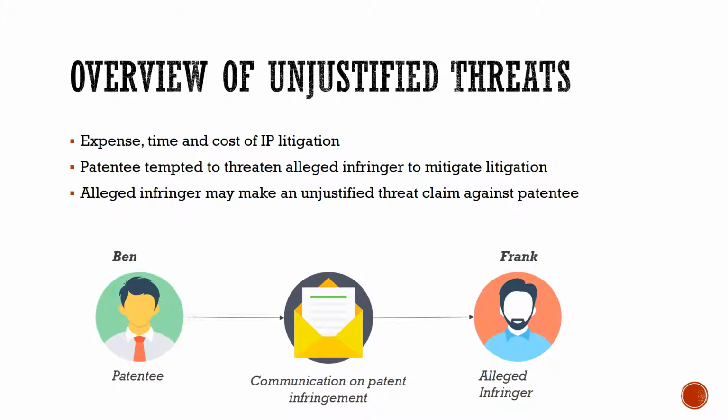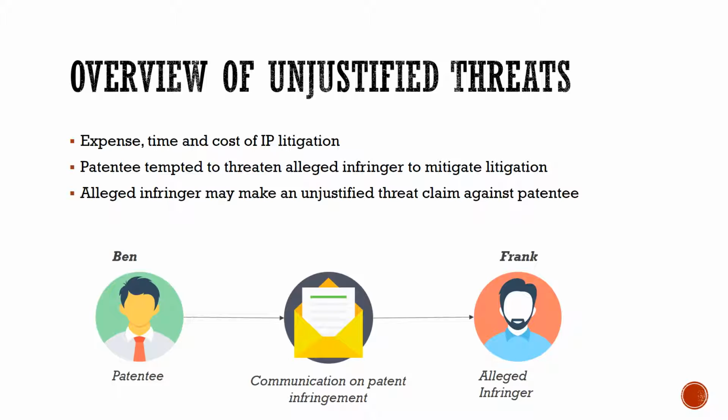IP litigation generally is known to be extraordinarily expensive and often out of reach of litigants. It's tempting for a patentee to threaten alleged infringers with legal action in an effort to ward off expensive and time-consuming litigation. The right a patentee has to take legal action against an infringer is the foundation that gives a granted patent its strength. However, caution should be taken when exercising this right. Threatening a perceived infringer with legal action may result in the alleged infringer claiming an unjustified threat.